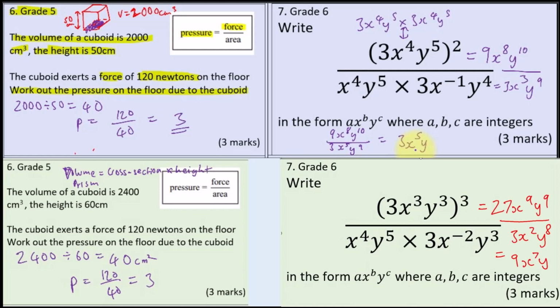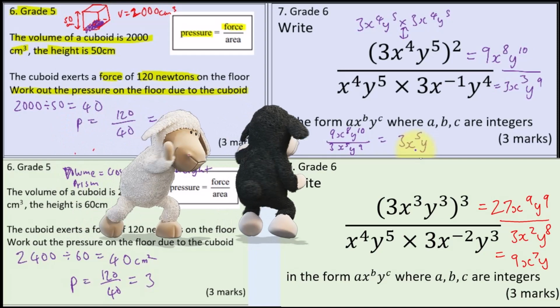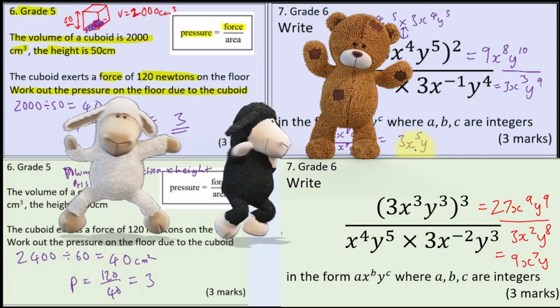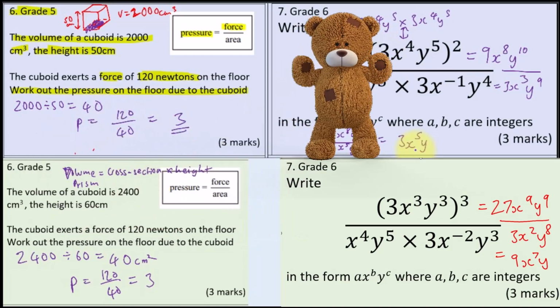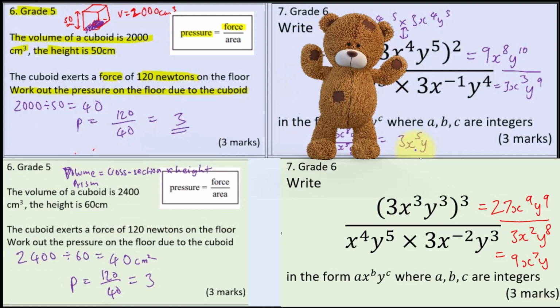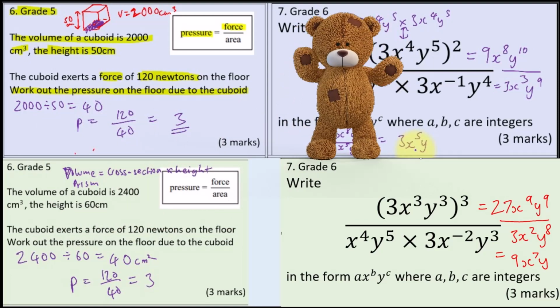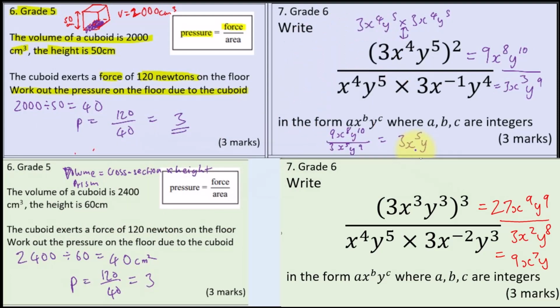And if you got this final answer, well done. Just remember 3 cubed, because we're doing 3 times 3 times 3 is 27. X cubed times x cubed times x cubed is x to the 9 and y to the 9. You simplify and you should get this. Excellent work if you got that. That is another 3 marks in your pocket, and it is in this form.